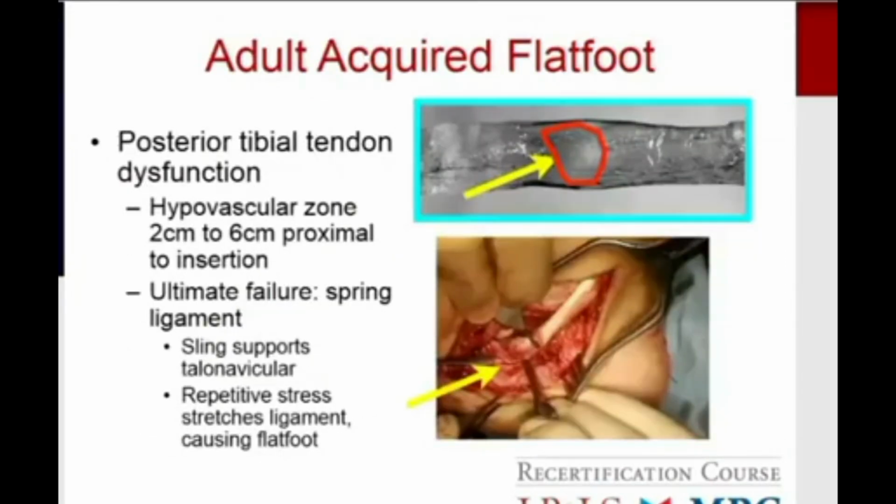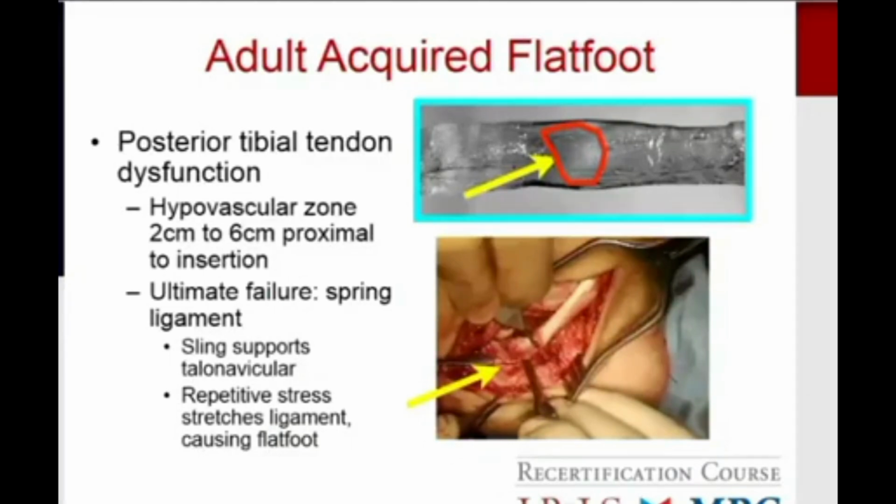Now here come my two favorite topics in the world of foot and ankle. The first is adult-acquired flat foot deformity. We know that adult-acquired flat foot deformity comes from some type of posterior tibial tendon pathology. We recognize that the posterior tib has a hypovascular zone where the blood supply is compromised about 2 to 6 centimeters proximal to the insertion of that tendon and about 14 millimeters in length.